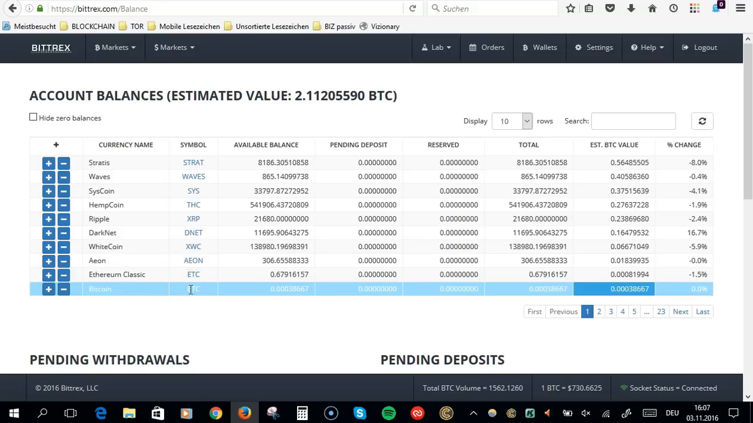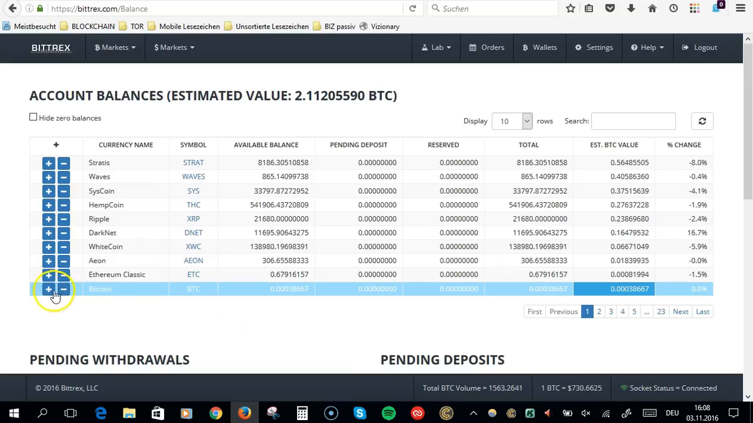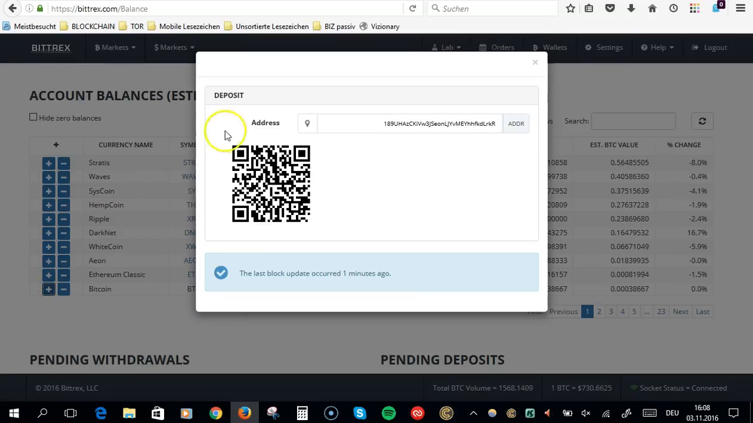What you do is basically you send the Bitcoin you have in your wallet, or that you have purchased on Coinbase or mined with a company. You send them here by simply clicking the plus button on the Bitcoin wallet. You click the plus, which means there is a deposit address right here. You simply let Bittrex create this address for you. This has already been created, and you copy this.